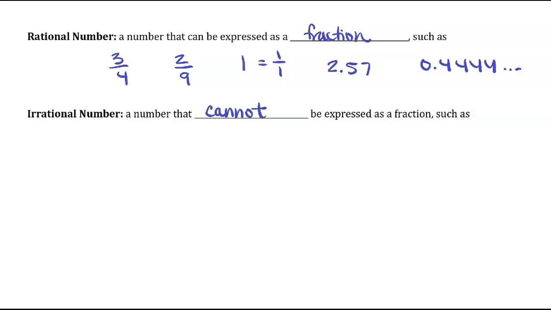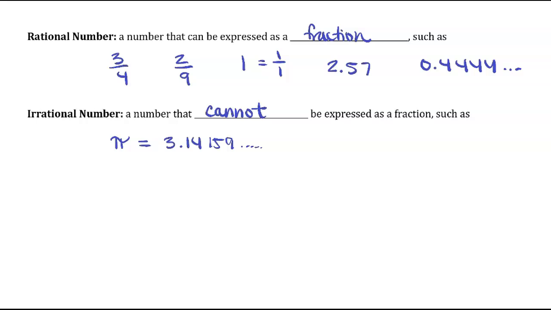A go-to example for this would be pi. A lot of you have heard of pi before, that never-ending and non-repeating decimal of 3.14159, and on and on. It doesn't repeat, it doesn't terminate. We cannot write it as a fraction.